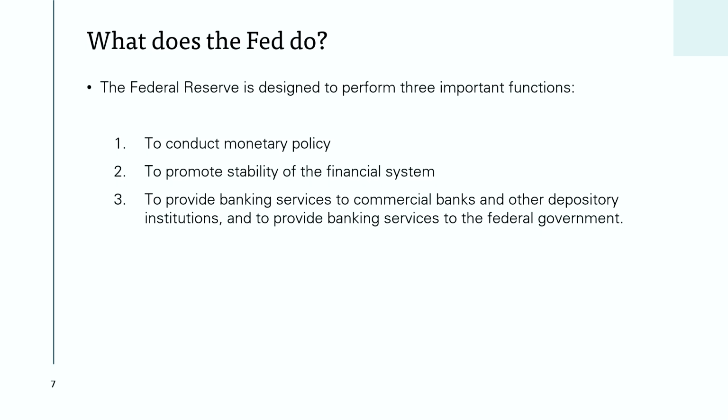The Federal Reserve performs 3 major functions. First, it conducts monetary policy by influencing interest rates and the money supply to promote stable prices and maximum employment. Second, it promotes stability in the financial system by supervising banks and monitoring financial risk. This role became especially important after the financial crisis of 2008.